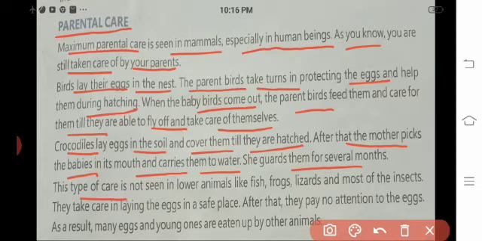This type of care is not seen in lower animals like fish, frogs, lizards, and most of the insects. They take care in laying the eggs in a safe place only. After that, they pay no attention to the eggs. As a result, many eggs and young ones are eaten up by other animals.